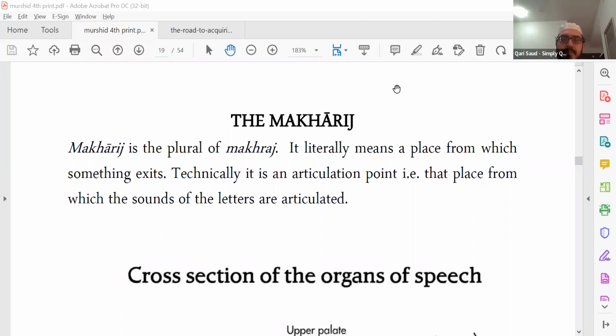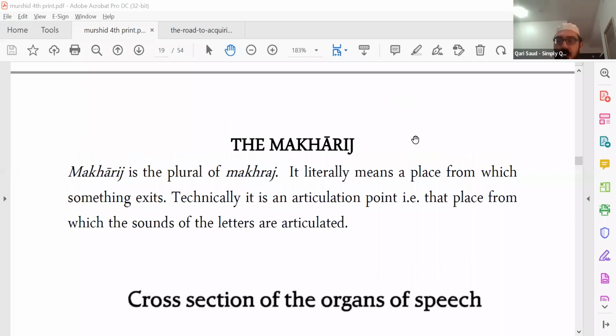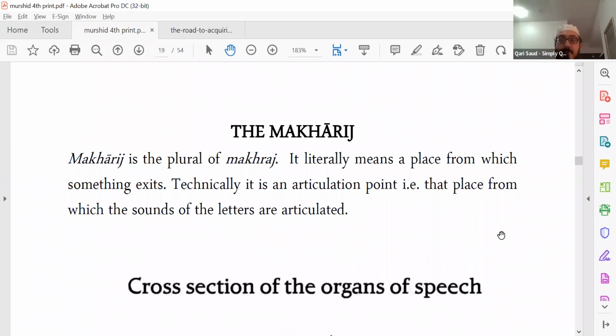Okay, so now we move on to the next lesson. That was a quick review here. This is Makhārij, okay? So what is Makhārij? Makhārij is the plural of Makhraj, okay? So it literally means a place from where something exits, right? We have kharaja. Technically, it is an articulation point, that is the place from which the sound of the letters is articulated, okay?